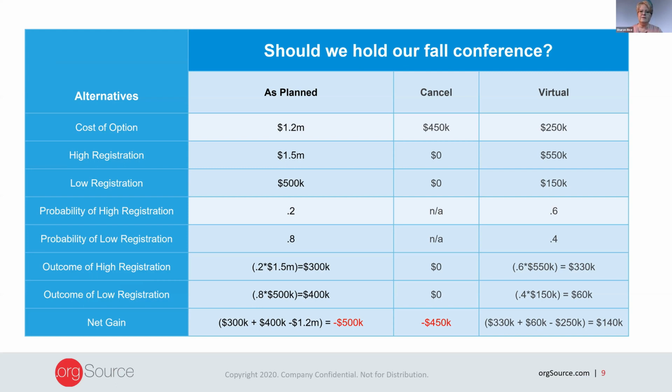So we don't have registration, so there's no reason to go through the exercise of looking at high registration and low registration. We're not looking at probabilities, and the outcome we just know is a loss of $450. So our third option is to go virtual. And going virtual, we're going to estimate a cost of $250 on this.